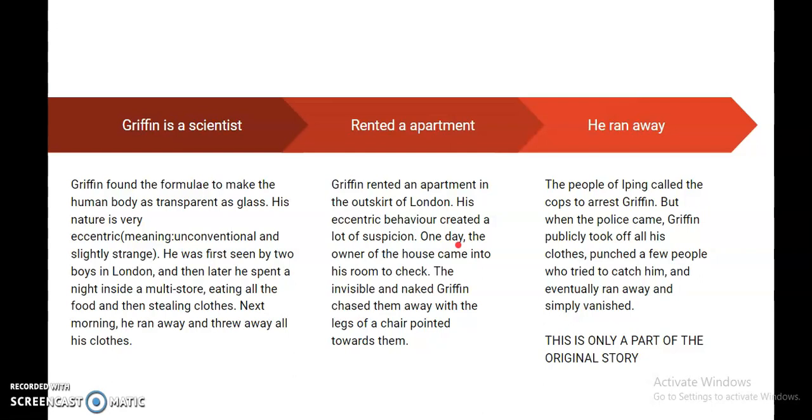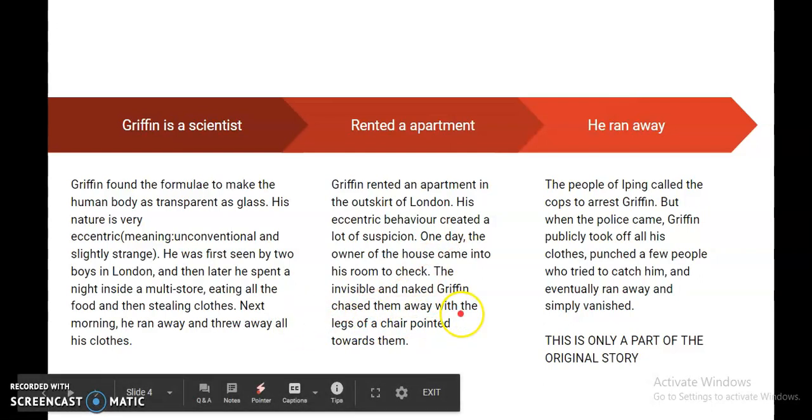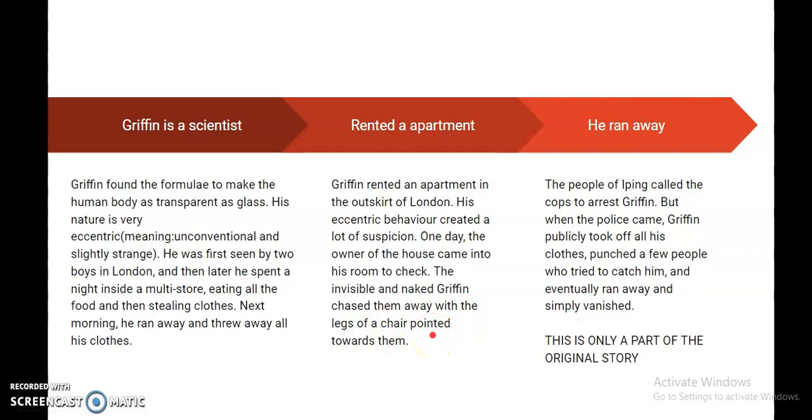The invisible and naked Griffin chased them away with the legs of a chair pointed towards them. The owner, the husband and the wife, were so scared because they didn't see anyone. They just saw a flying chair coming towards them. They were sure that the house had a ghost. There was something suspicious, and they also knew that since the time Griffin came, these things had happened.